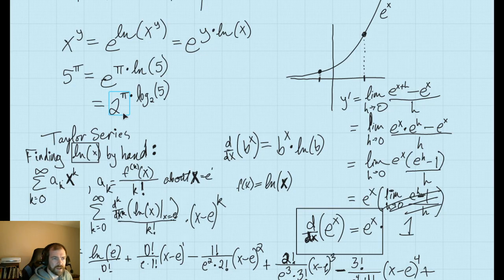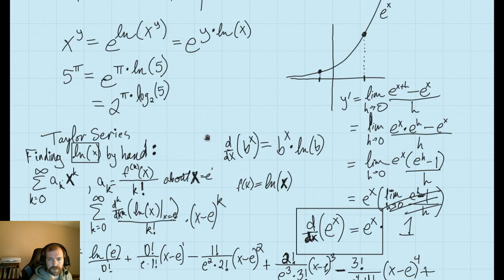5, take the log base 2 of it, because it works in binary. What is the log base 2 of 5? Then multiply it by its decimal approximation for pi, or binary approximation for pi, I guess. And then raise 2 to that value to get what it's actually going to be in the calculator.